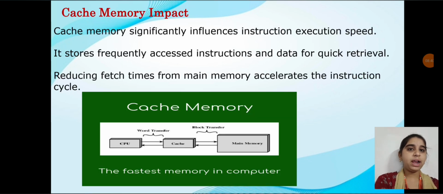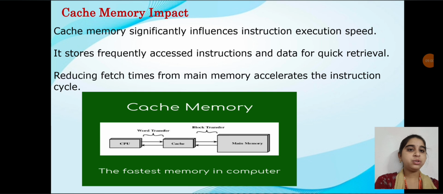Cache memory impact. Cache memory significantly influences instruction execution speed. It stores frequently accessed instructions and data for quick retrieval. Reducing fetch times from main memory accelerates the instruction cycle.